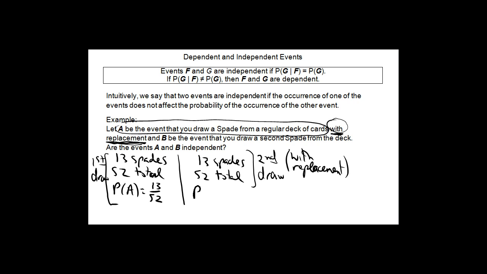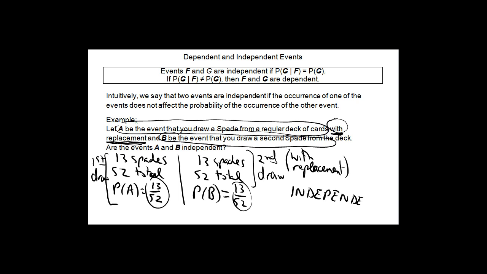So the probability of B, which is also getting a spade, doesn't change. It's 13 out of 52. The two events do not affect each other. Having one happen does not affect the probability of the other one. It stays the same at 13/52. Therefore, these two events are independent. So you do have to think about this before you just jump to a conclusion. But if one event has no effect on the probability of the occurrence of the other event, then the two events are independent. Stop.